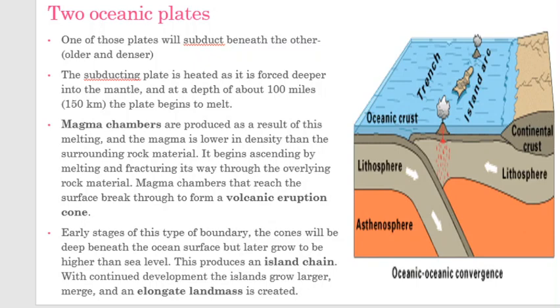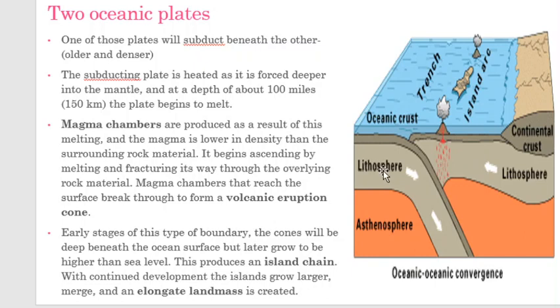Now, what happens if two oceanic plates collide? So one of the plates, as you can see in the picture, will subduct beneath the other, and we can say that the one that subducts is the one that is older and denser. So we have here two oceanic plates and they are moving toward each other. So basically this one, which is older and denser, would subduct beneath the other plate.